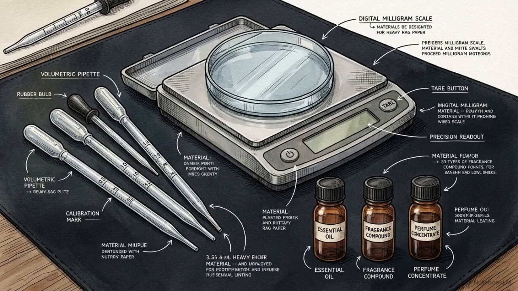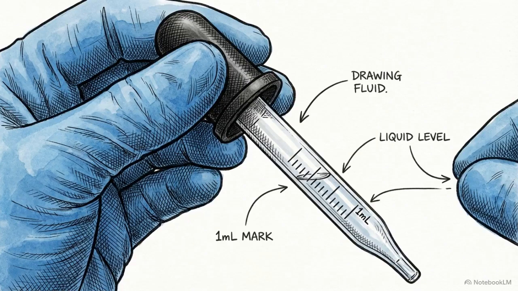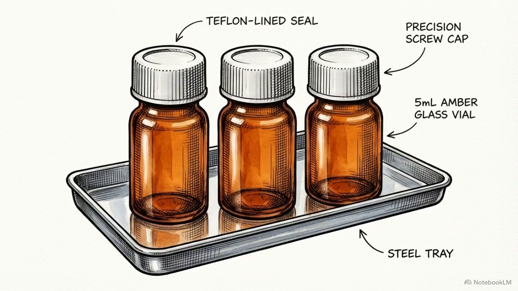You will need 3 specific tools to work at this level. First, a milligram resolution scale that reads to the thousandth of a gram, or 0.001 gram. Second, 1 milliliter calibrated glass pipettes for transferring materials. And third, dark amber glass vials equipped with Teflon caps for blending and storage.